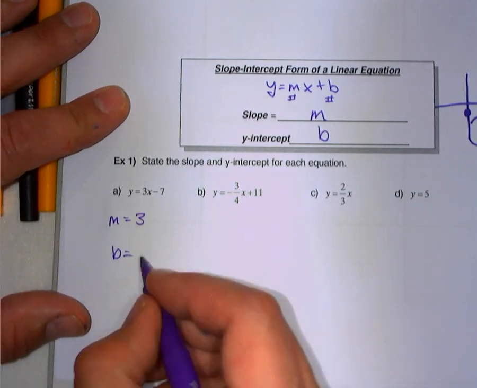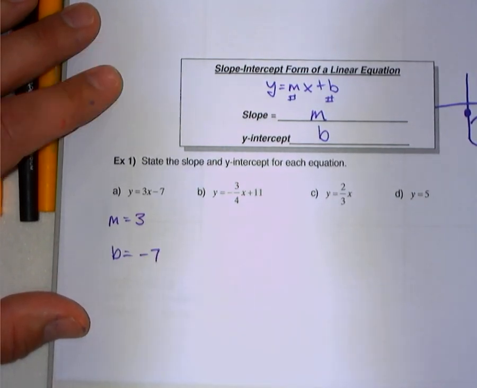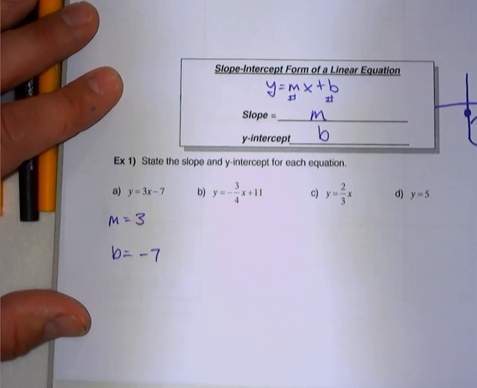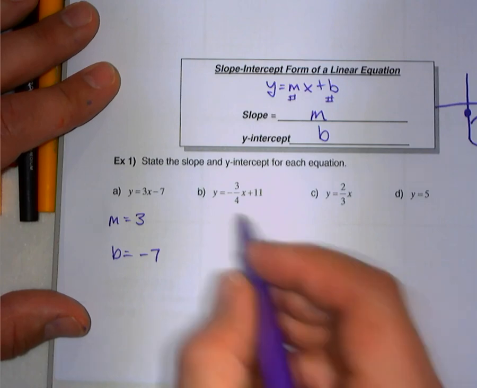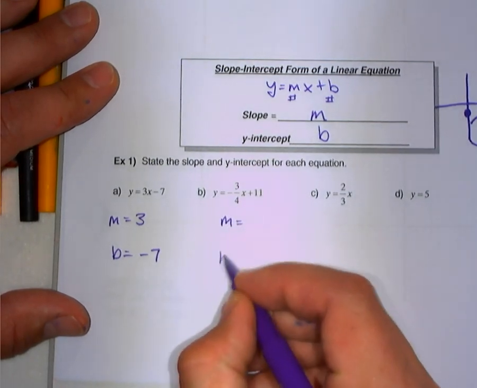Okay, -7. Now, when they say slope, don't say 3x. Slope is the number in front of x, not with x. So it's not 3x is your slope, it's just 3. And understand that that represents rise over run, that's 3 over 1. That's all we got to do. M, B.